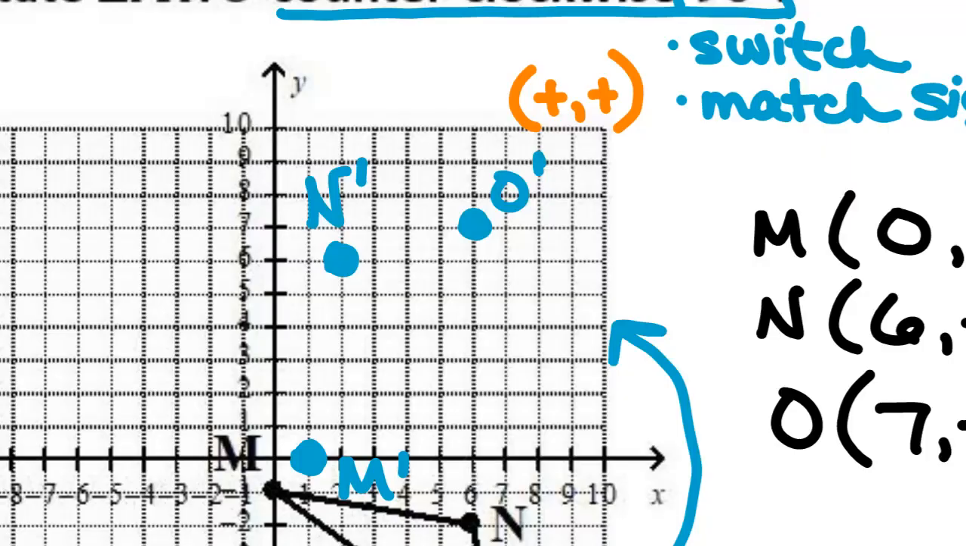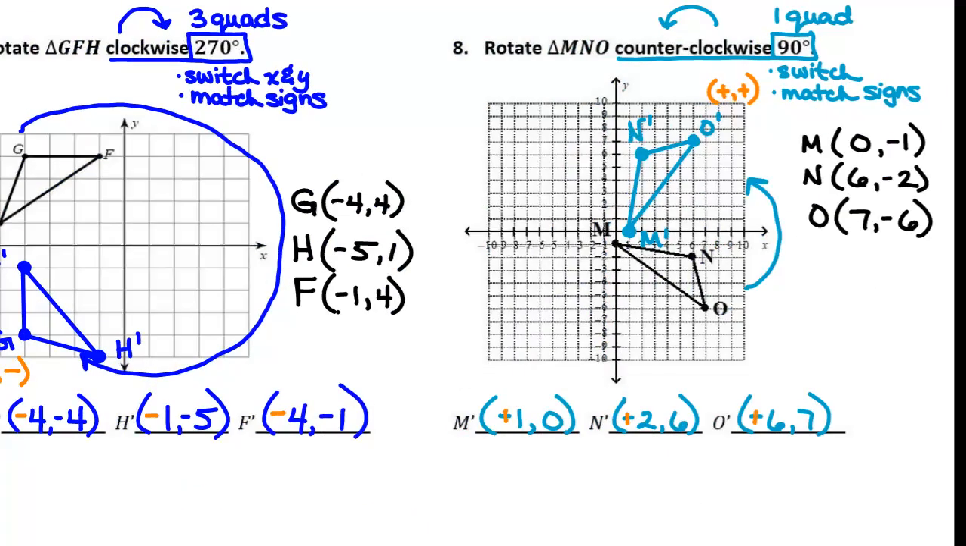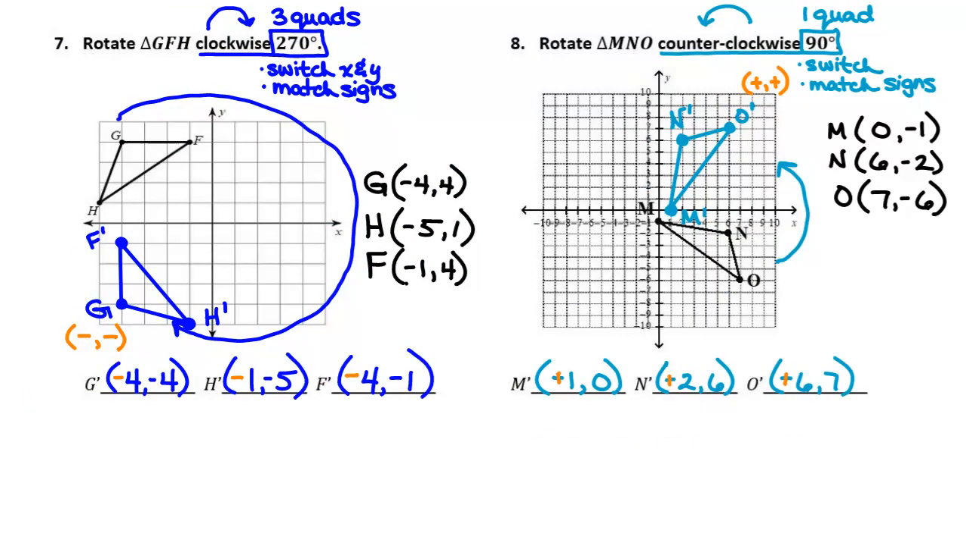Please make sure that in addition to connecting the dots to make the triangle, you are labeling each of those dots and you are remembering the prime on each of those dots. You don't want to label the new points M, N, and O because those are not the original M, N, and O. M, N, and O are these points down here. Once we move them, they become M prime, N prime, and O prime.